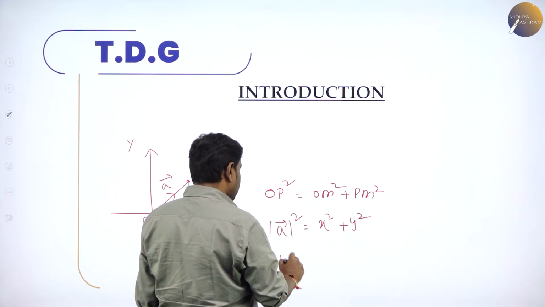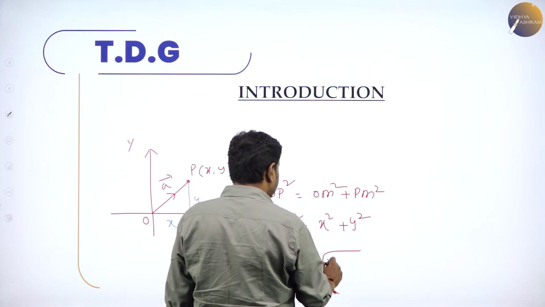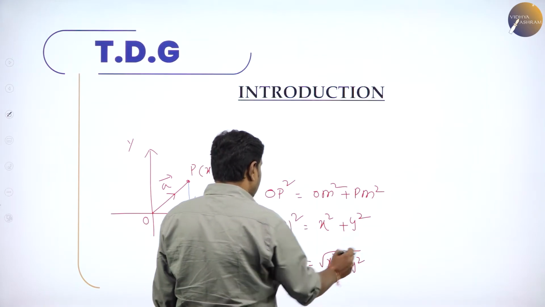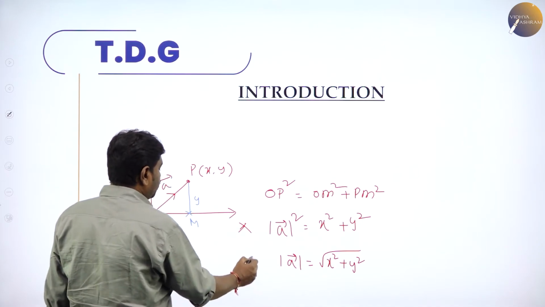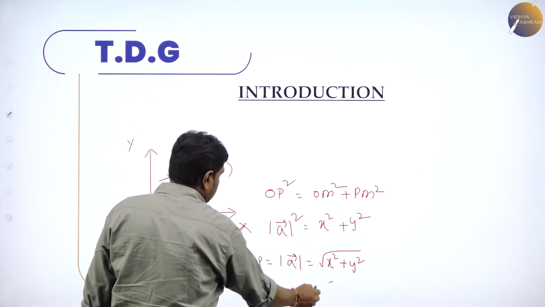And the magnitude of A is what? Root of x square plus y square. We got the length of OP. The length of OP we got is also called the magnitude.